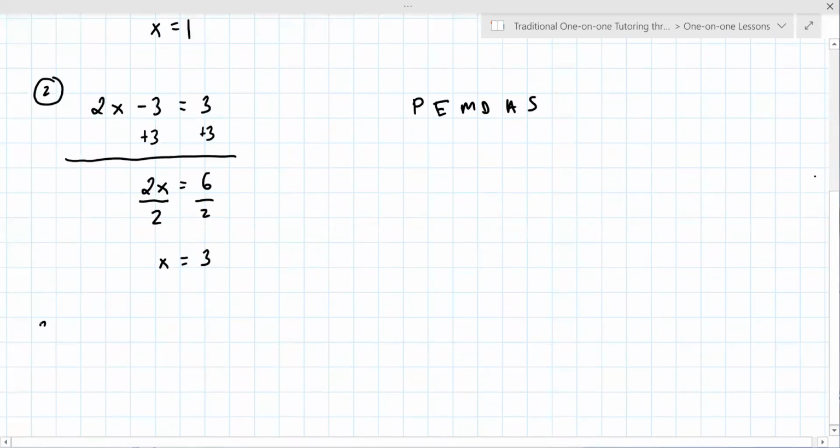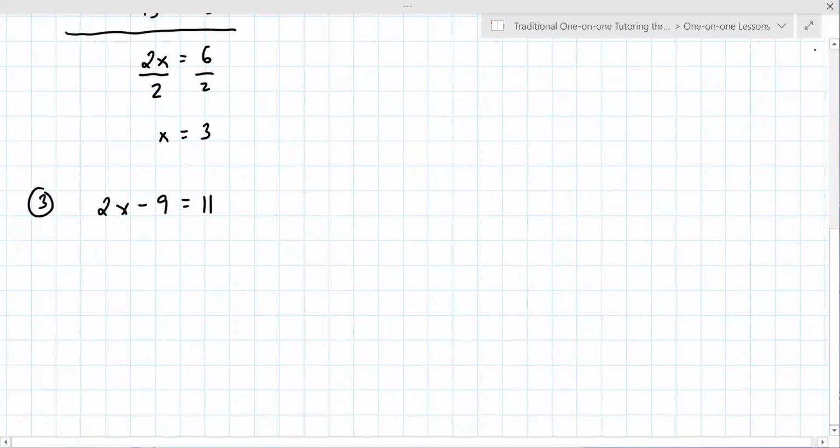So let me just jot down number 3. 2x minus 9 equals 11. So you put the 9 down on each side and add it. You add 9 because it's subtracting. You undo subtraction with addition, you undo addition with subtraction. I like to write this vertical line here. 2x equals 20. And then you divide on each side, which is 10. So x equals 10. Very good.